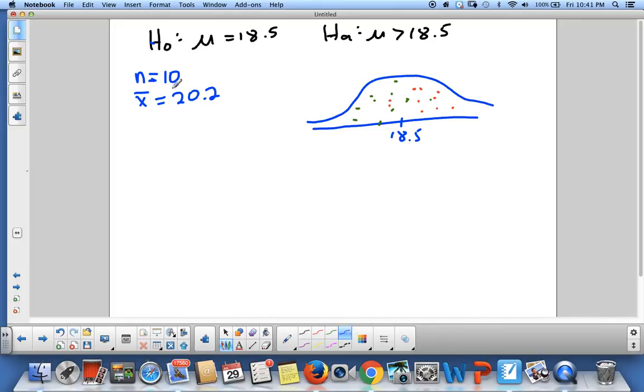Let's go back to our sample. When we did our sample, we have to have a standard deviation. The standard deviation from our sample is 2.5. Now, what happens in sample distributions is, let me get rid of this thing here.